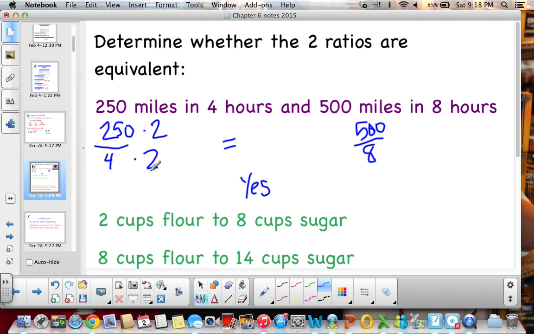But 250 divided by 4 equals 62.5 over 1. That's telling us that we're going 62.5 miles in 1 hour. And then 500 divided by 8 is also 62.5. So that's telling us we're also going 62.5 miles in 1 hour.